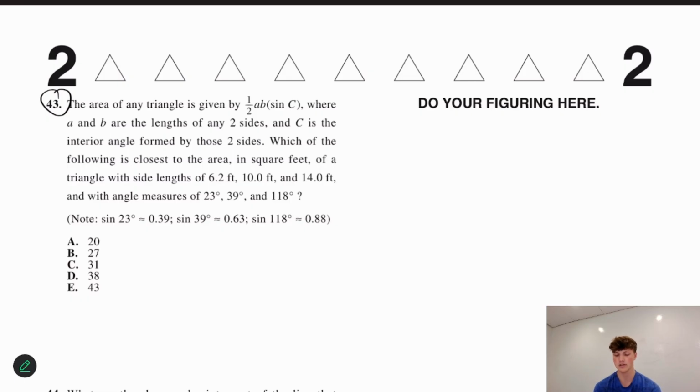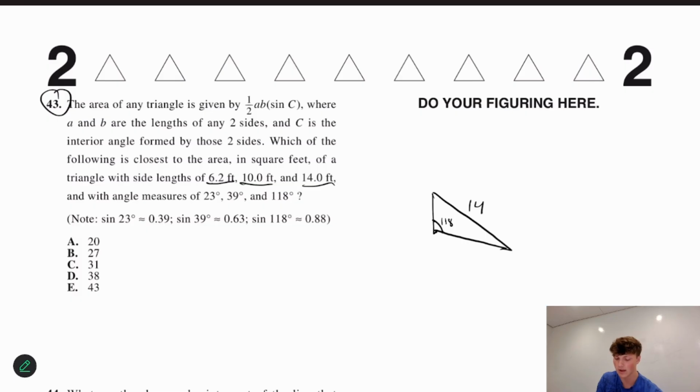Okay, how do we do this? We're looking for the area. We know that the side lengths are 6.2, 10, and 14. Okay, so we know the longest side better be opposite the largest angle. That's the idea here. The longest side is going to be opposite the largest angle. Okay, so our largest angle is 118. Okay, and the longest side is going to be 14.